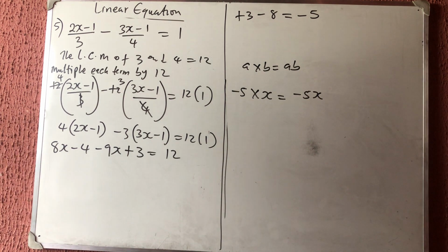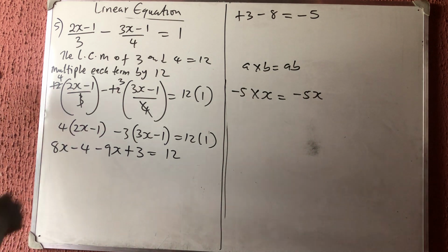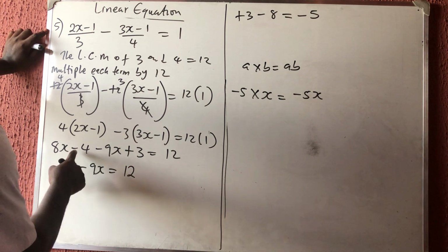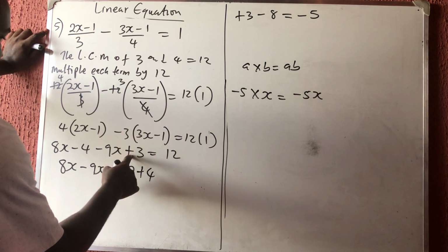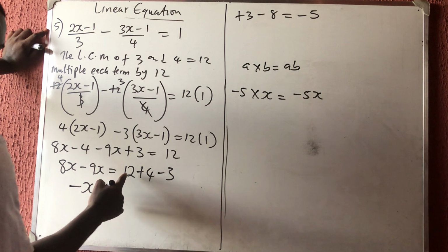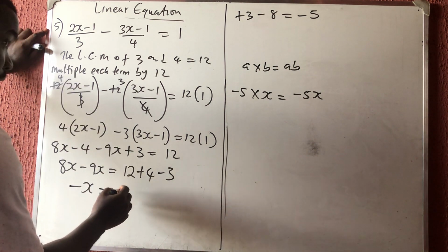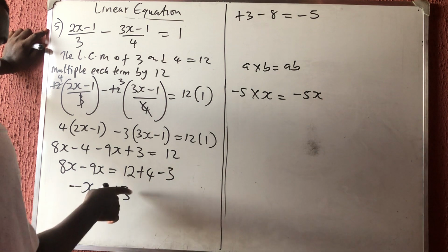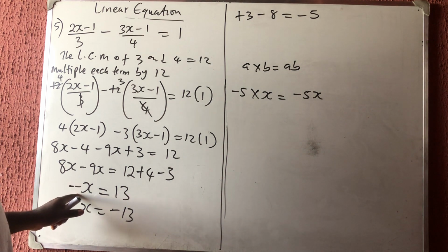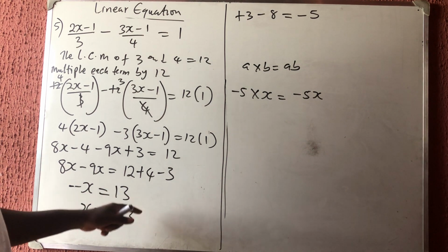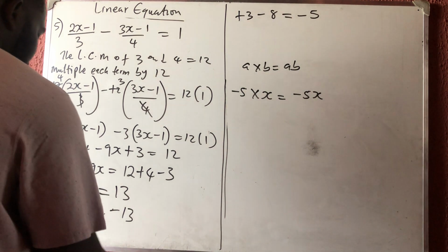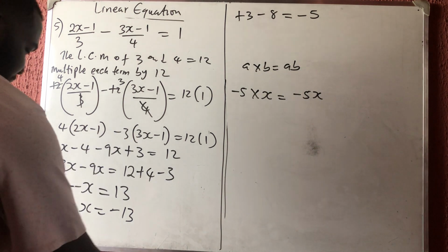12. So let us collect like terms. Everybody that has x, stay one side. So I have 8x minus 9x is equal to 12 is already here, minus 4 moving here to become plus 4, plus 3 moving here to become minus 3. So this and this will give you minus x is equal to what? That is 13. So the minus can move here, so that x will now be minus 13. That is minus 1 multiplying x, so minus 1 moving here to become divide. You understand? So that is 13 divided by minus 1, which will give you minus 13. Or just carry the minus to that side. It is the same answer.